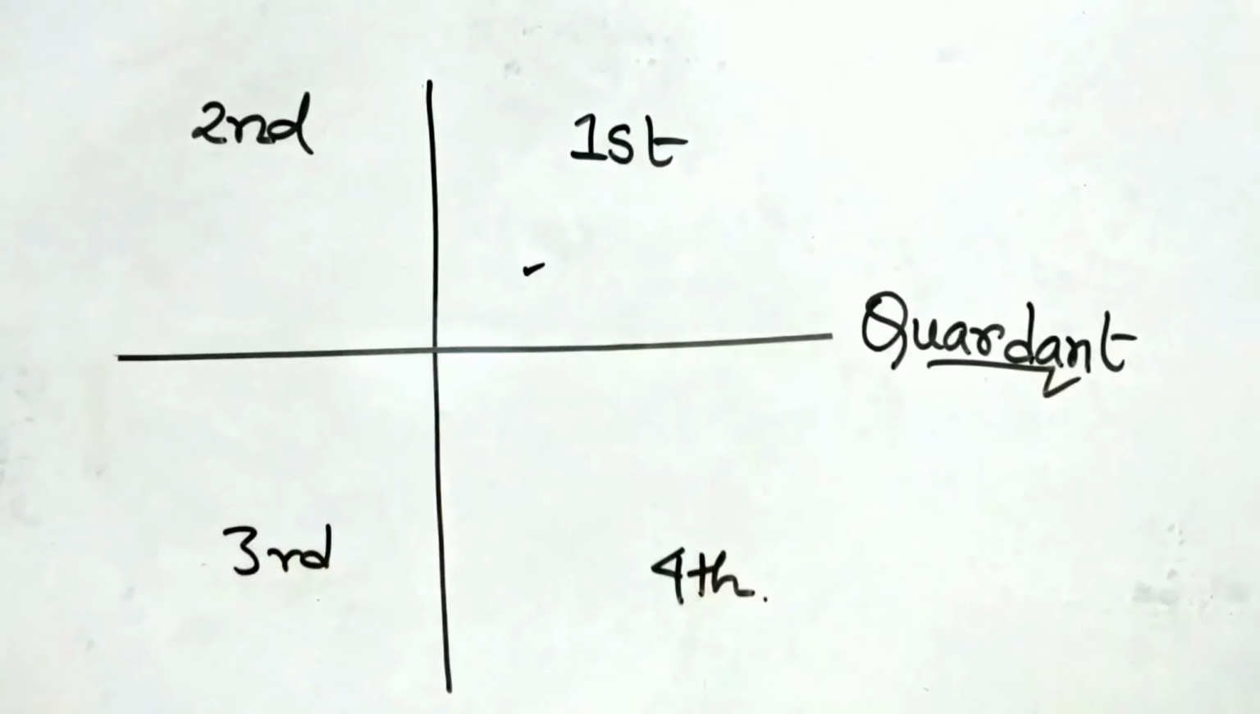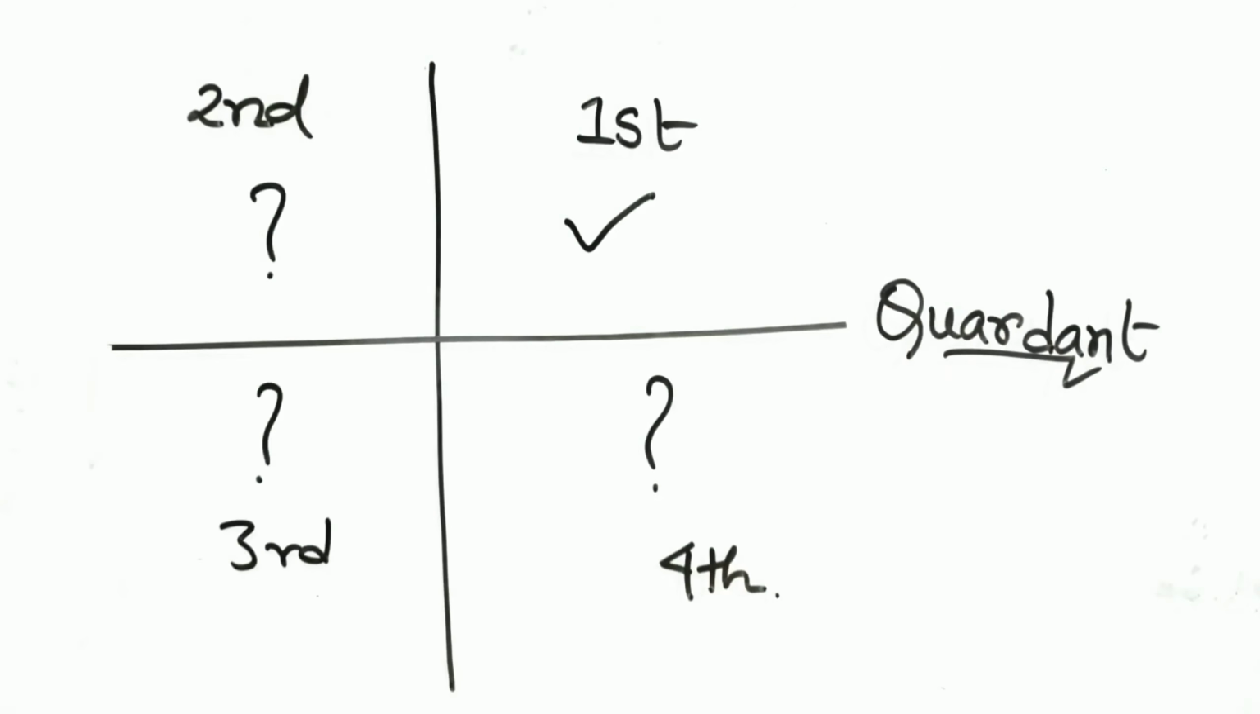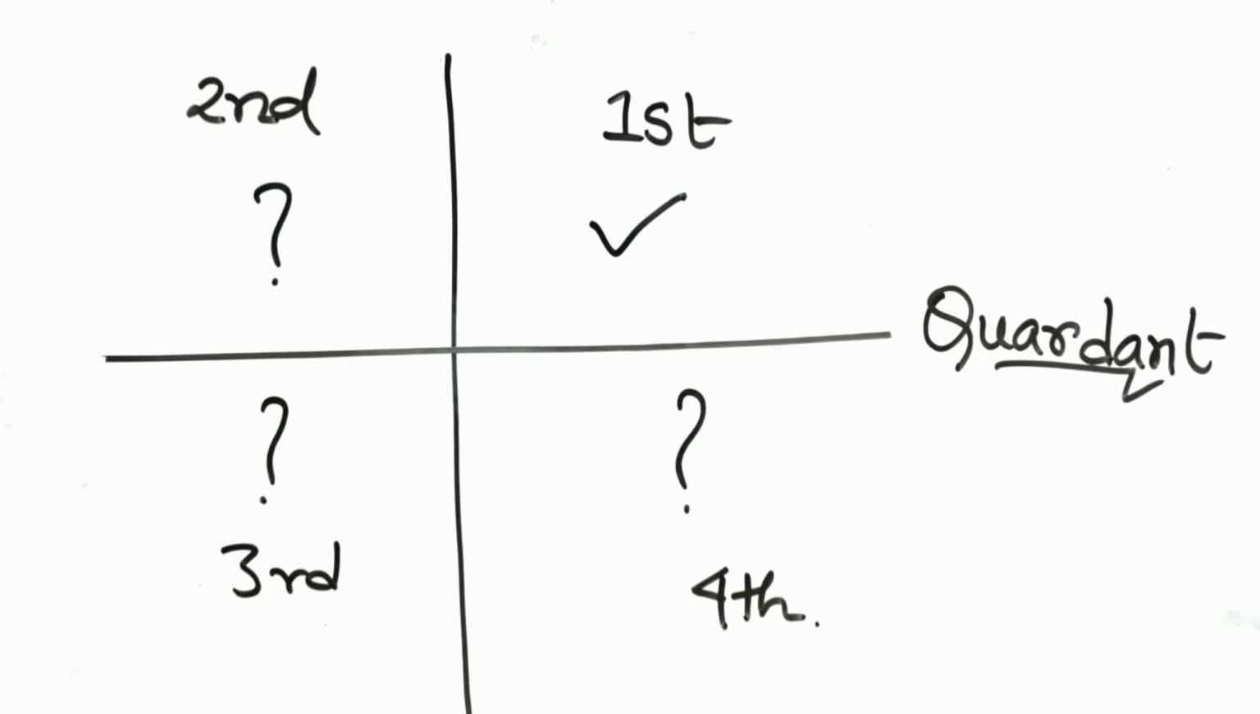Now, this region is called first quadrant, this one is second quadrant, this one is third quadrant, this one is fourth quadrant. So what about the values of the trigonometric operators at the angle which are not in the first quadrant? So students, welcome to this video. Today we shall discuss the real values of the trigonometric operators at the angle other than 0, 30, 45, 60 and 90 degree.